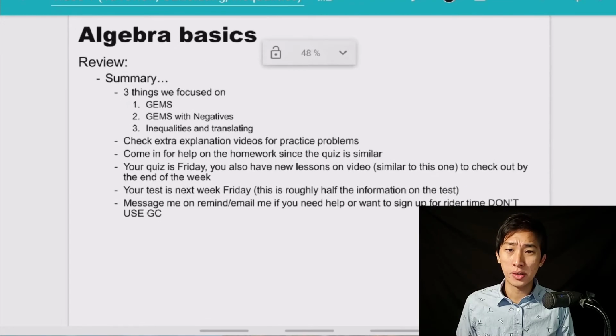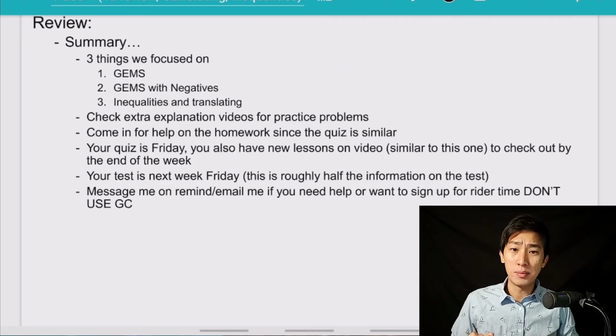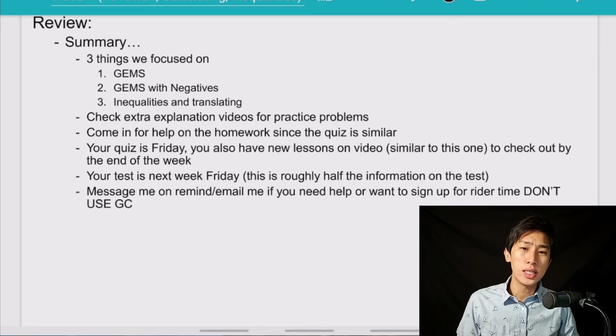All right, so in summary, here's what you guys are going to need to know. So first off, you guys need to know how to deal with negatives. You need to know how to deal with inequalities as well as translating. Now, there are extra explanation videos in the bottom for each of these sections, so make sure you guys are checking that out. And make sure you guys come in for help on your homework, because the homework I posted, you should be using this to help you out with it.